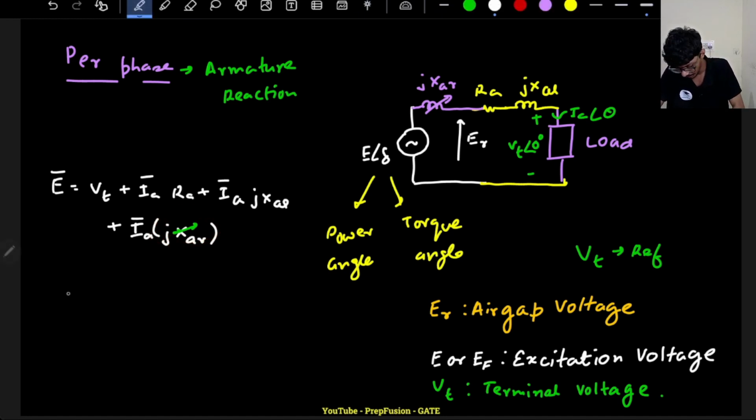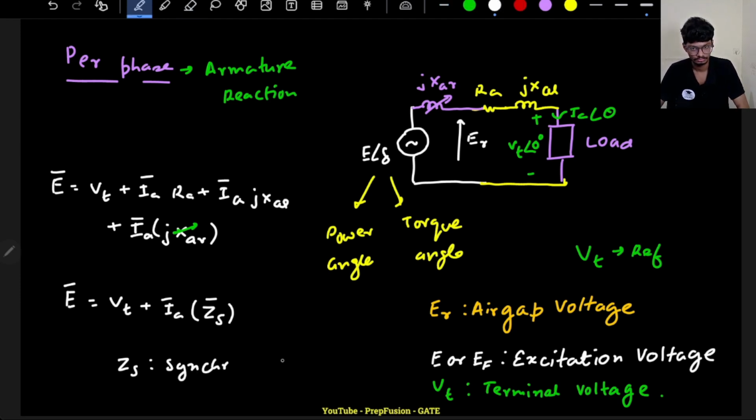So ultimately my E will be equal to Vt plus Ia into Zs, where Zs is known as the synchronous impedance, basically the impedance of the synchronous machine. Now this Zs, remember, is variable, right? It depends on the type of the load that is connected, whether it is leading, lagging or something. Okay, I hope you have understood this basic thing.